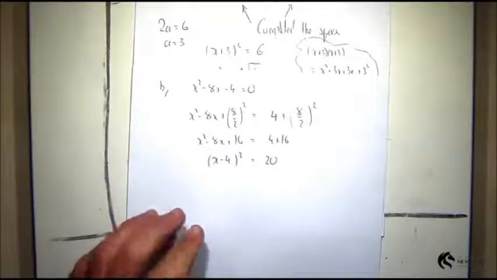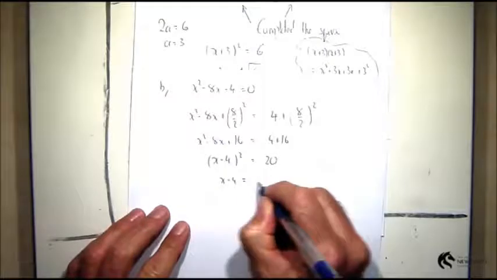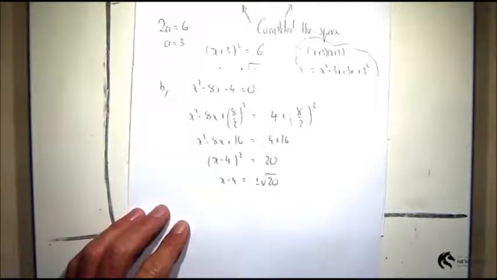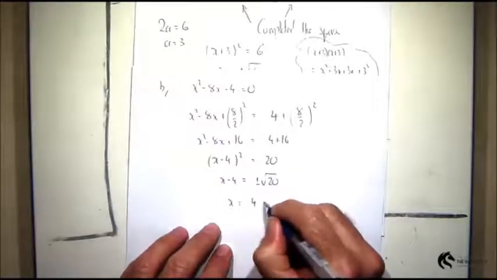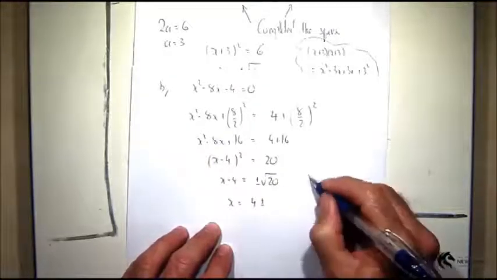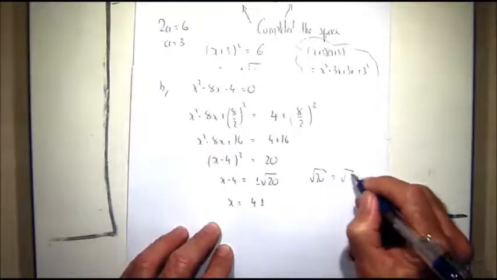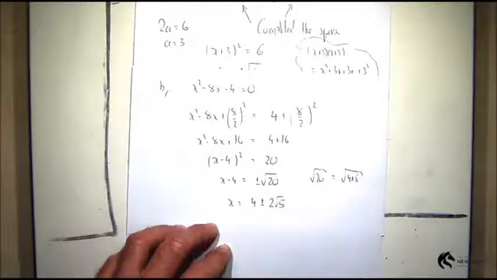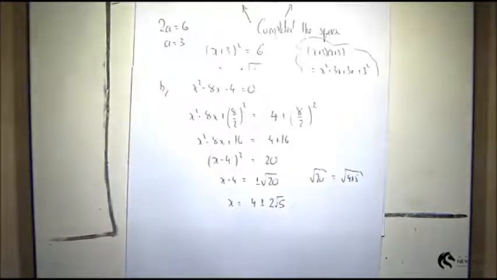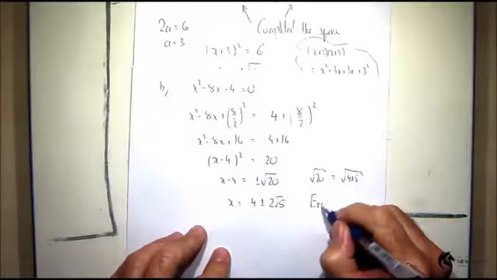And so now I can say x minus 4 is equal to plus or minus the square root of 20. Add 4 to both sides. So x will be 4 plus or minus, now the square root of 20, in fact, is the square root of 4 times 5. So that's in fact 2 root 5 in there, I could write that as. And so there are my two answers, 4 plus 2 root 5 and 4 minus 2 root 5. And so once again, these are the exact solutions.